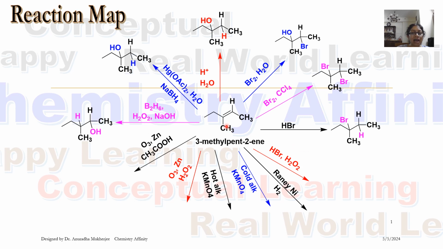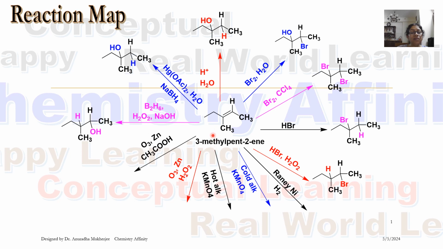HBr reacts with the alkene. It also follows Markovnikov's rule. Nucleophile Br minus attacks the more substituted carbon and electrophile H plus attacks the less substituted carbon. So we are getting alkyl halide.